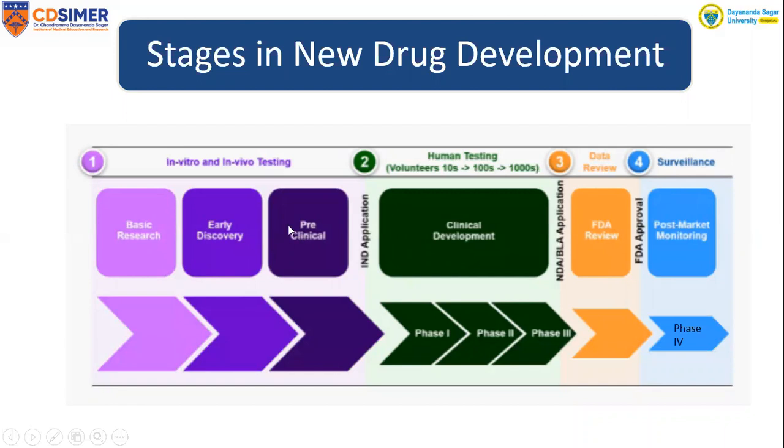Then early discovery activities will follow, which involve testing in in silico models, and also evaluation of pharmacokinetics and pharmacodynamics in silico or in isolated cells. Then they will derive some pharmacokinetic and pharmacodynamic parameters, the probable parameters that can be expected. After that, this is about proof of concept.